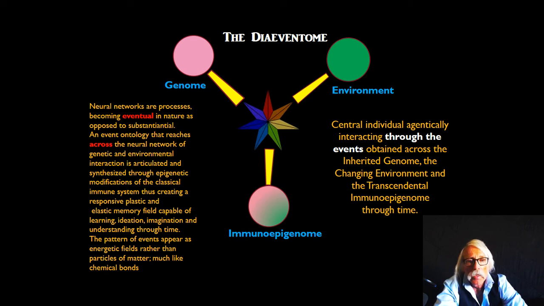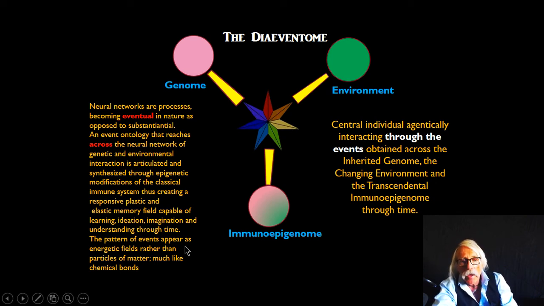system. That will create a responsive, plastic and elastic memory, so one that leaves a mark and one that pulls the mark back off. That's plastic versus elastic. Capable of learning, ideation, imagination, understanding through time. So not only are we talking about the neural connection, but now I'm showing you how the periphery functions on it. Patterns of events appear as energetic fields rather than particles of matter, much like chemical bonds.